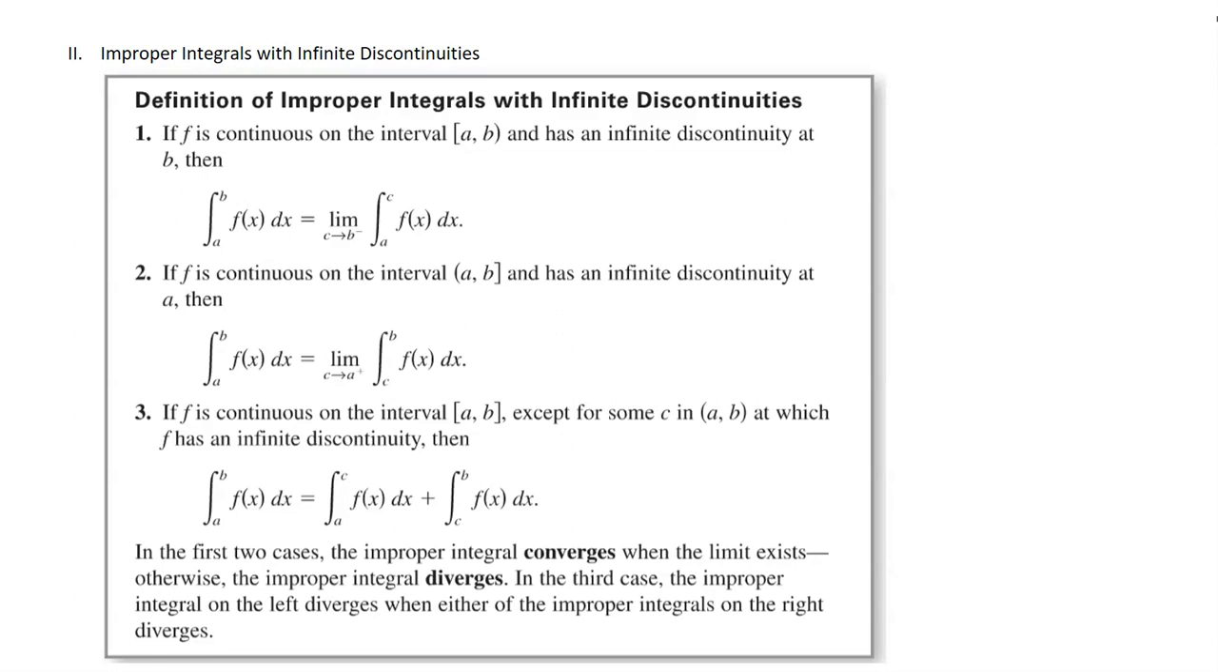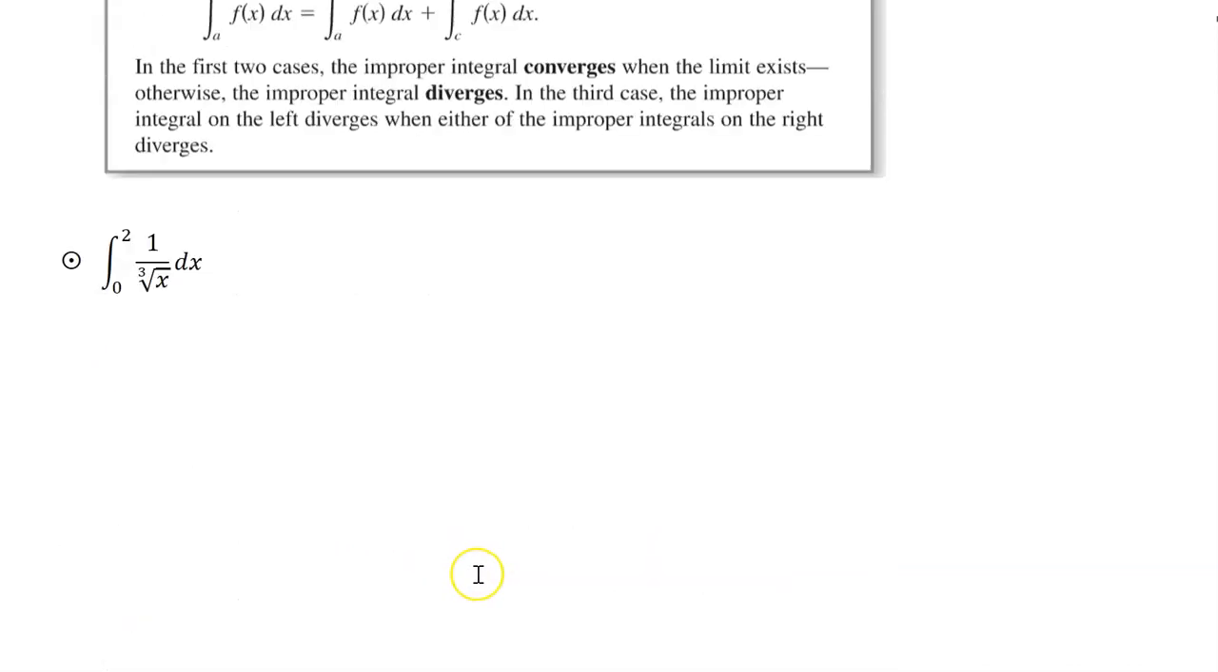Now we're going to look at improper integrals that have infinite discontinuities either at a boundary or somewhere within the integral. So it's going to be a very similar process to what we did with the infinite bounds. It's just instead of c approaching positive or negative infinity, it's going to be approaching that discontinuity on whichever side that it appears. And again, we're going to have the idea that it converges if the limit exists or it diverges if the limit does not exist.